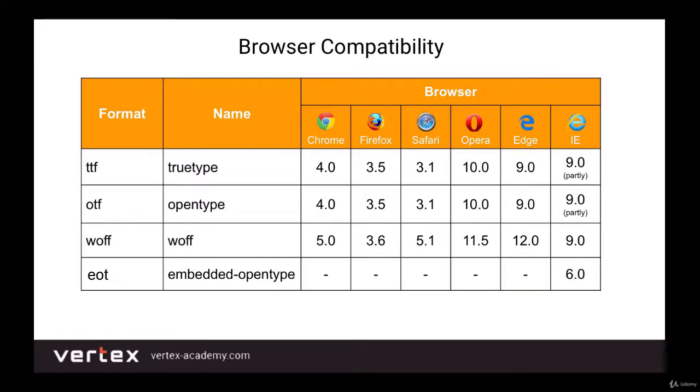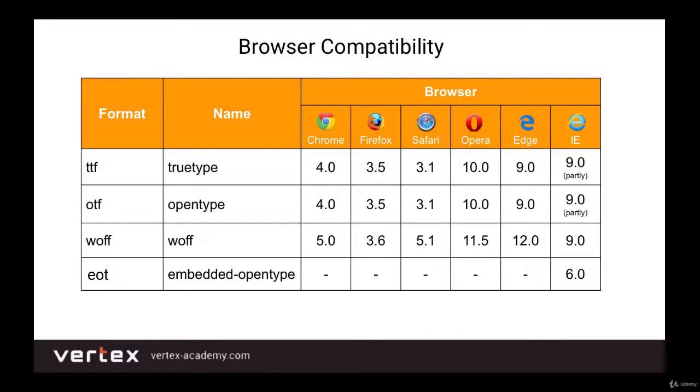In this table right here, you can see some of the most common formats and the browsers that they are supported by. So TTF, as you can see, is supported by Chrome from an earlier version and on. Also by Firefox, Safari, Opera, Edge, but only partly supported by Internet Explorer. However, the WOLF format is fully supported by Internet Explorer starting with version 9. And if you really need your font to be supported by a version of Internet Explorer older than 9, you'll have to also include the EOT format. But to be honest, these Internet Explorer versions are pretty outdated anyway.